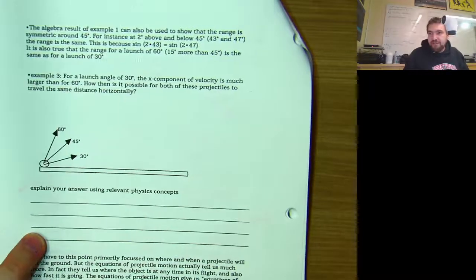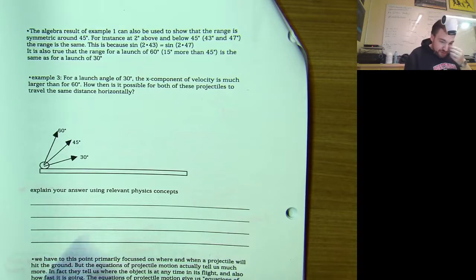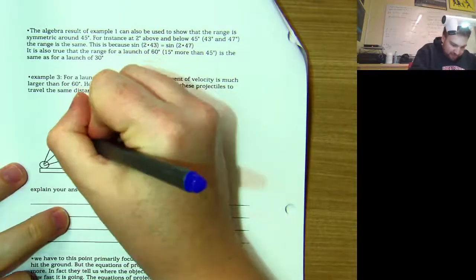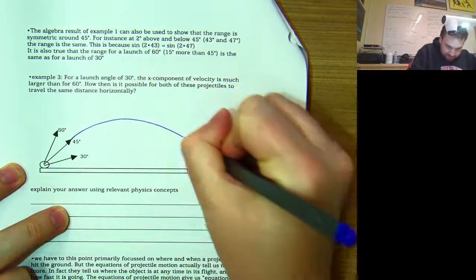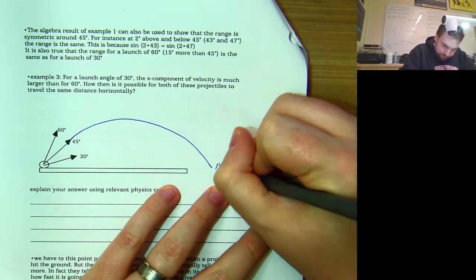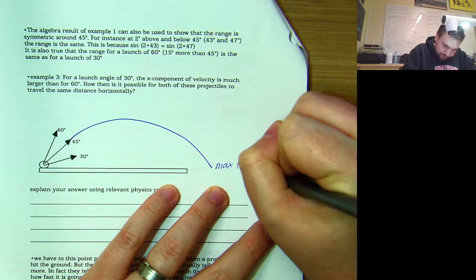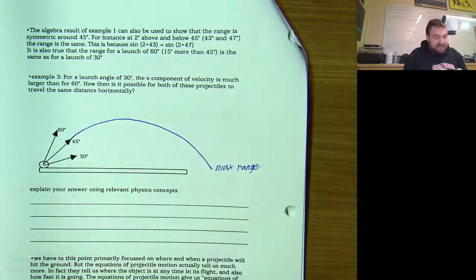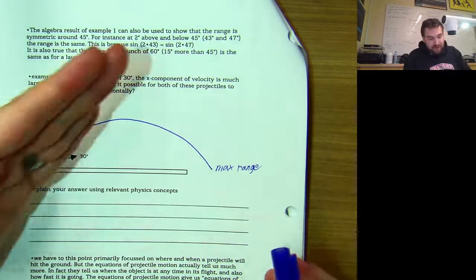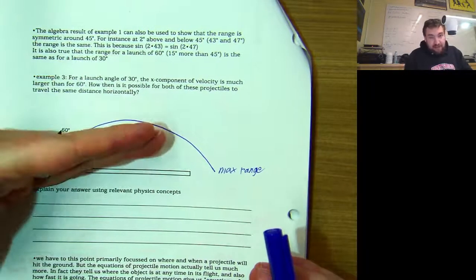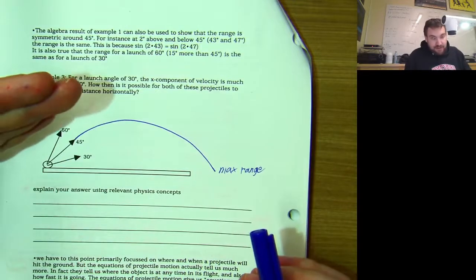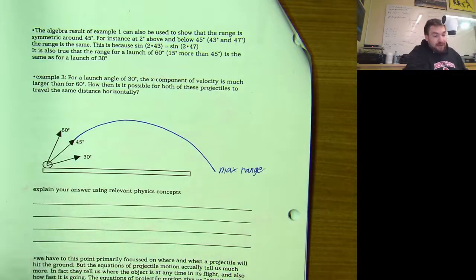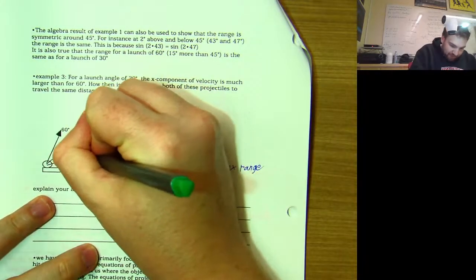I was going to have a kind of hand wavy conversation here. The algebra from example 1 can be used to show that the range is symmetrical around 45 degrees. What that means is this. If I have 45 degrees, this is going to give me a maximum range, but it's symmetrical around 45. Means if I go up 15 or down 15, I'm actually going to get the same range. And the reason for that is this.